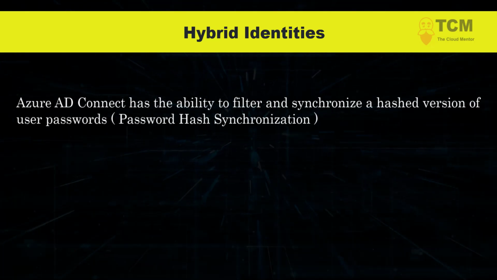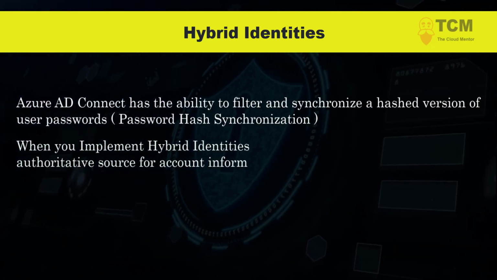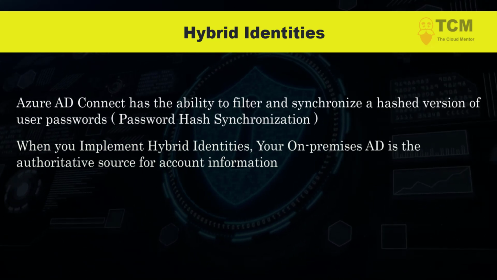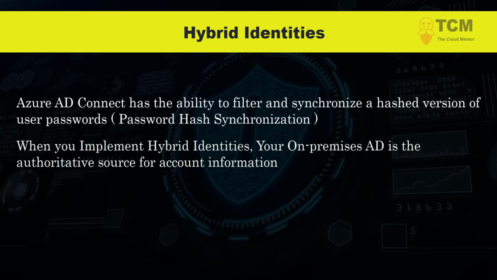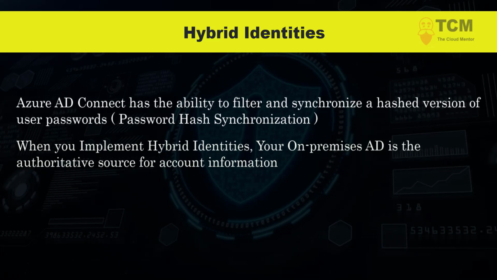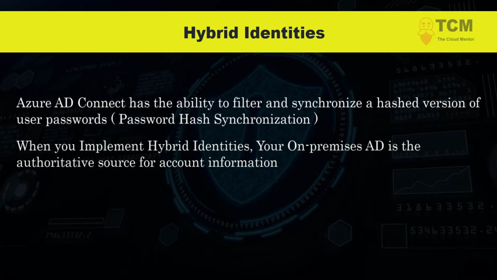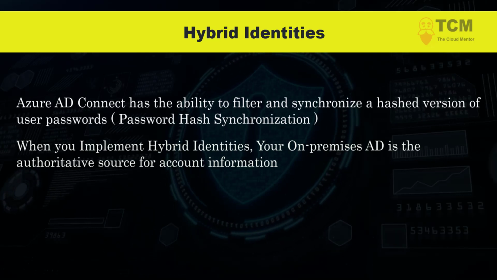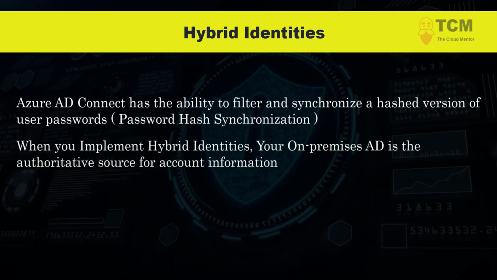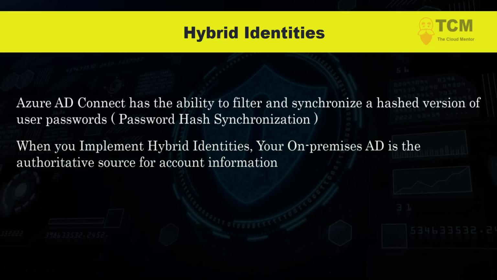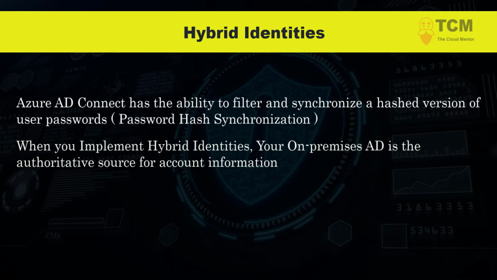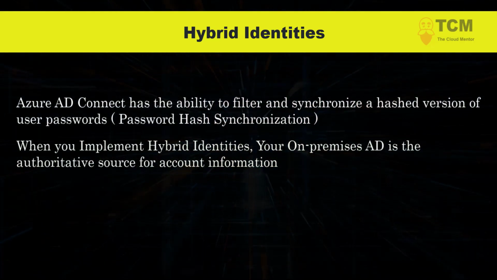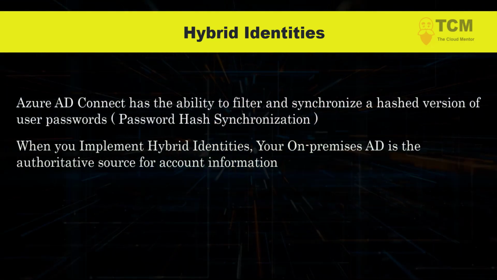And when you implement hybrid identities, your on-premises Active Directory is the authoritative source for the account information. This means that when you perform any kind of admin tasks, mostly on-premises, they are then synchronized to Azure Active Directory. The original and the authoritative source of your user accounts is always stored on your premises, and you manage your identities on your premises with Active Directory, with tools like Active Directory Users and Computers or even PowerShell.